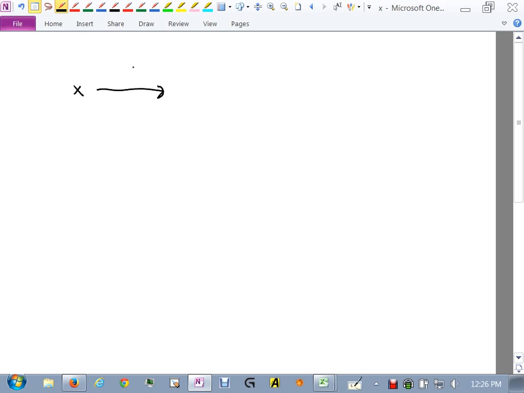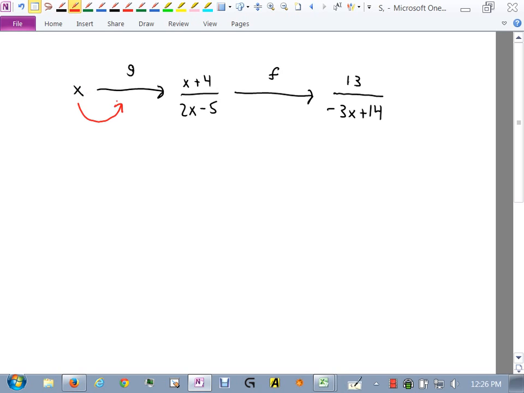Let's try and get domain now. Our x is going through G first. When we go through G, it comes out as x plus 4 over 2x minus 5. Is that what G was? And then that gets fed through F, and we got our answer to come out to be 13 over negative 3x plus 14. We knew going in here, what could we not feed G? G couldn't get 5 halves. So x can't be 5 halves.